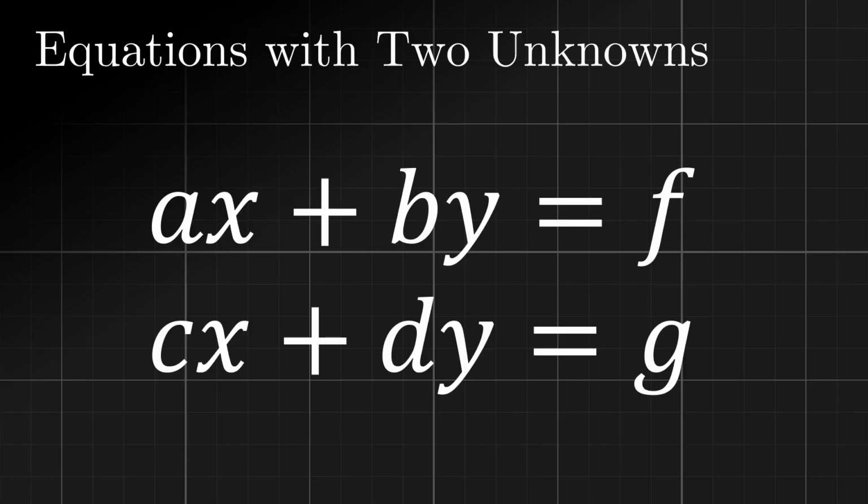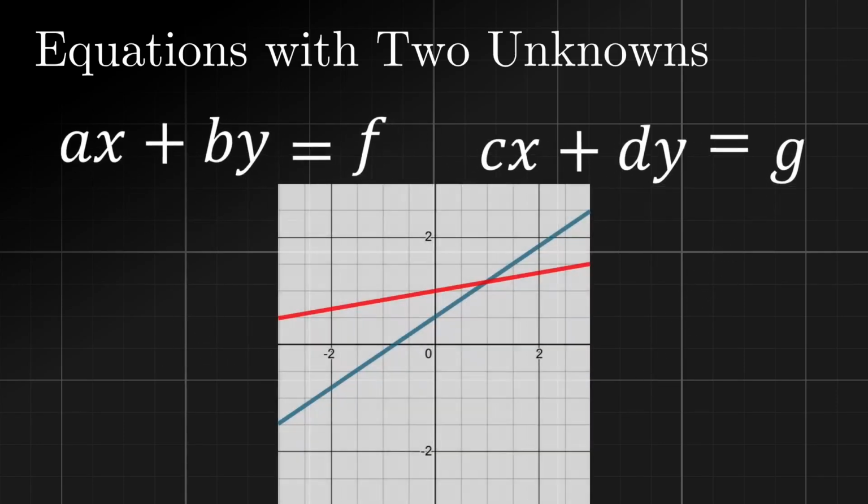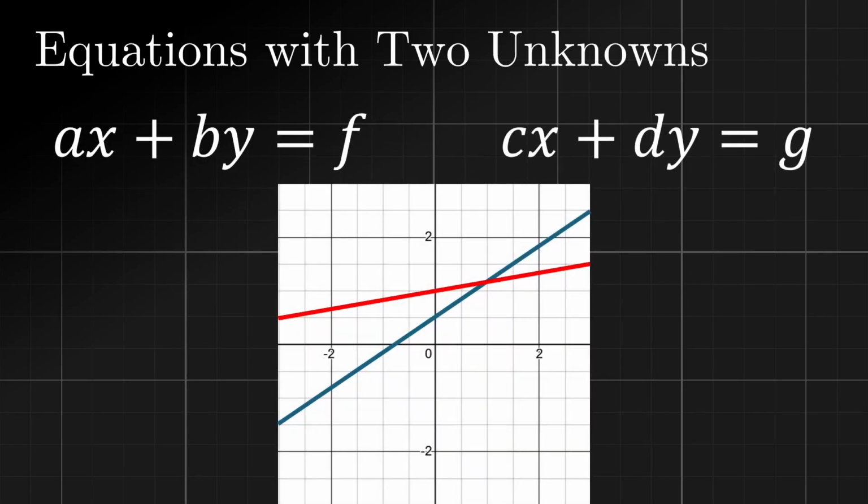Remember, graphically, each equation is a line. Solving the system means finding where they intersect. There are three possibilities. First off, one intersection point, if a unique solution, x, y, exists. Then, if the lines are parallel, there is no intersection, so there is no solution. And lastly, if the two lines are actually the same line, then there are infinite intersection points, so we have infinitely many solutions.